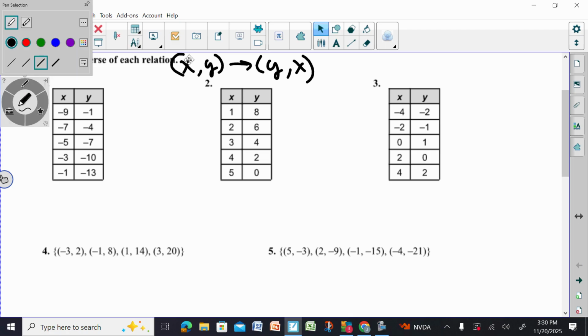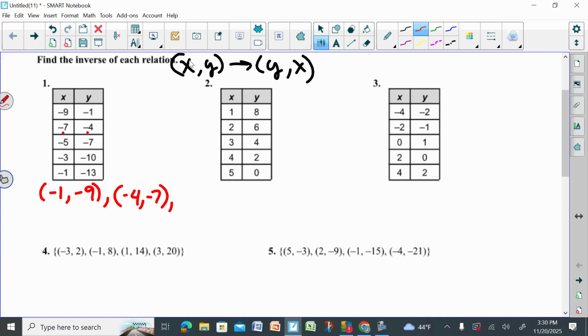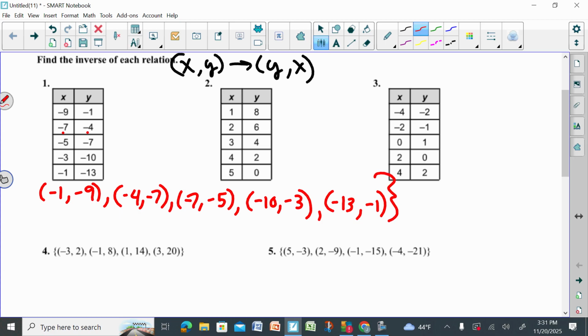So in this first one, instead of negative 9, 1, we're going to rewrite that as negative 1, negative 9. Negative 7, negative 4 becomes negative 4, negative 7. Negative 7, negative 5. Negative 10, negative 3. I know I'm going into my other spaces, writing large, so try to keep it all in that little space below the problem. And then the last one would be negative 13, negative 1. There is your inverse function. Just put the little brackets around it. And there's your inverse. Okay, I flip-flopped all of the x's and y's.